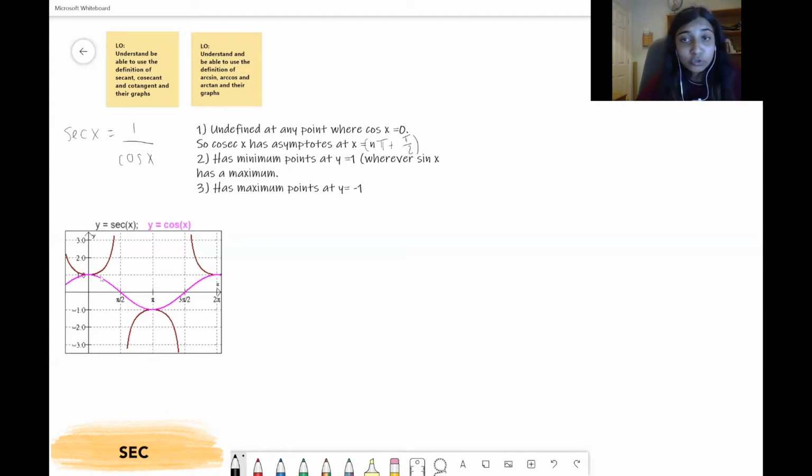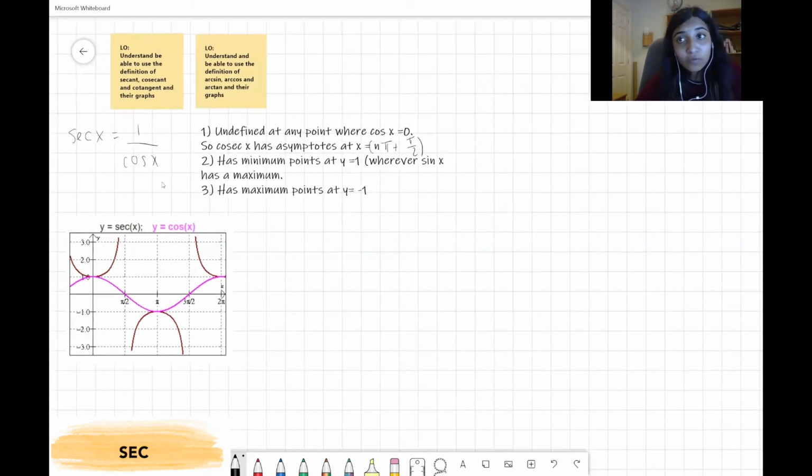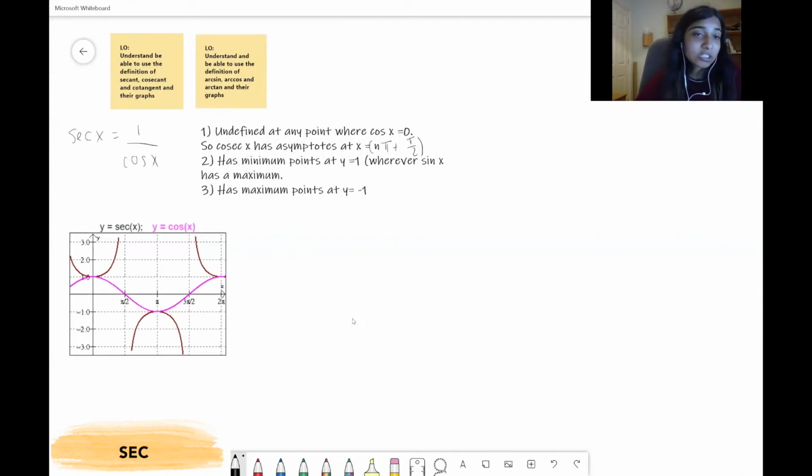And then if you join all your points together, you would have your graph for sec x. So that's just an overview of the sec x graph. Just remember that it's the reciprocal of cos x. So sec x is equal to 1 over cos x.